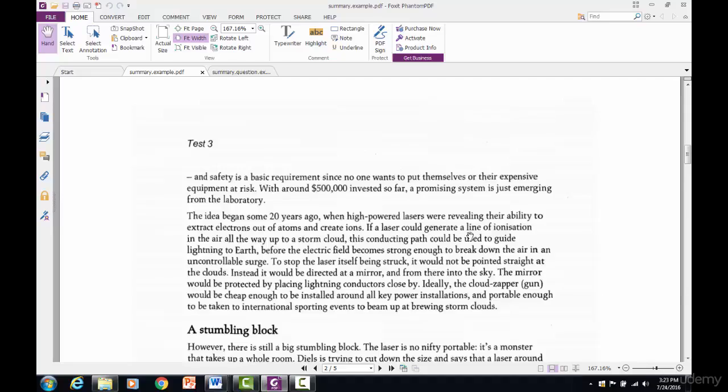If a laser could generate a line of ionization in the air all the way up to the storm cloud. So yeah, that first one is a combination of these first two sentences. The answer comes from the first sentence, and the other language that makes up the sentence comes from the second sentence. So they took information from both of these sentences and combined it together to create one sentence.